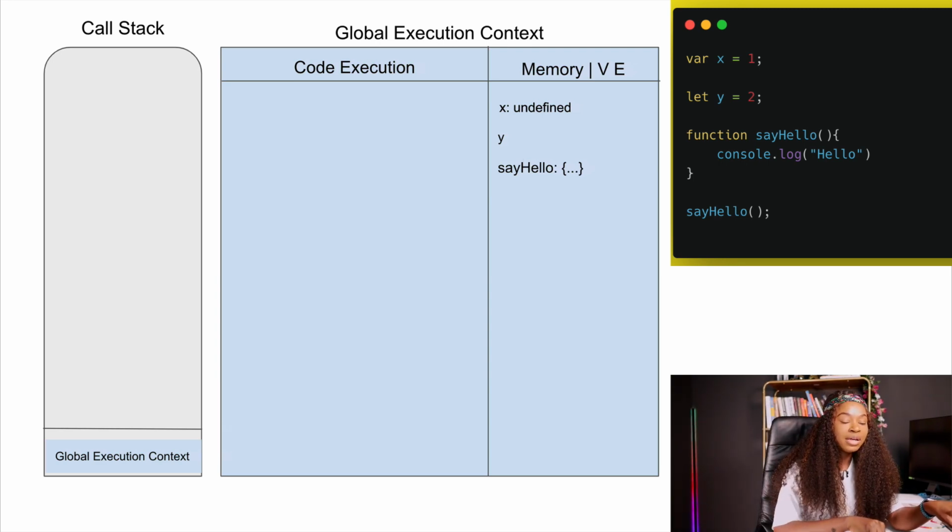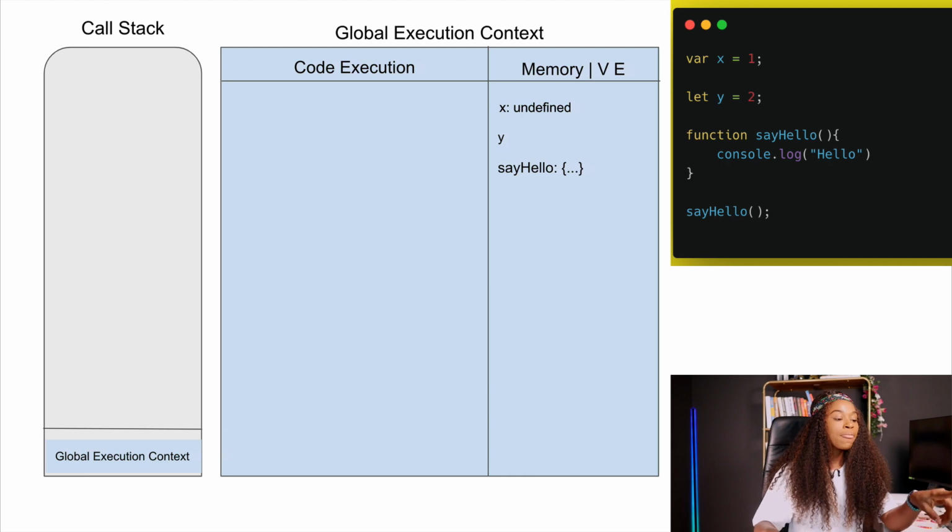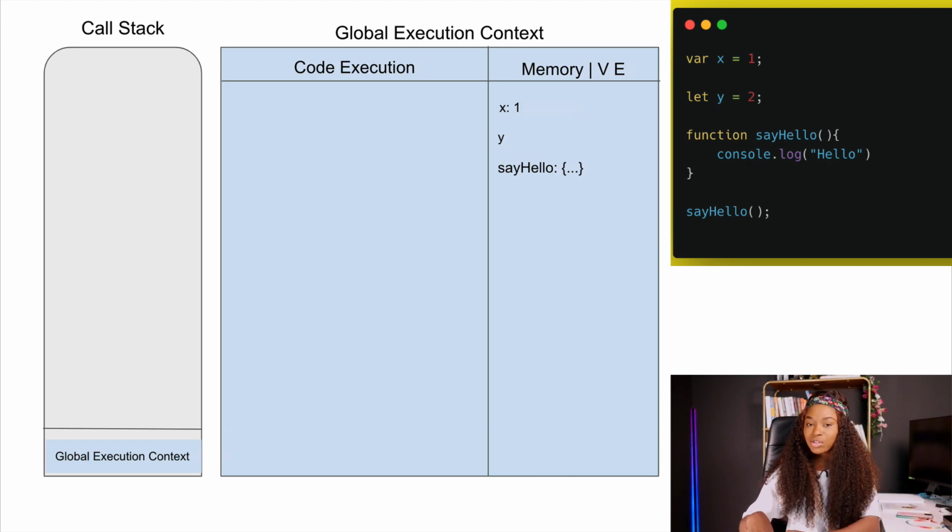So let's complete the code execution phase for this program, right? On the first line here, we have var x is equal to 1, and this is the code execution phase. So it assigns 1 to x. And then if we try to access x below this line where it was declared, 1 gets printed, right? But if we try to access x above this line, it still holds undefined in the variable environment. That's why we get undefined.